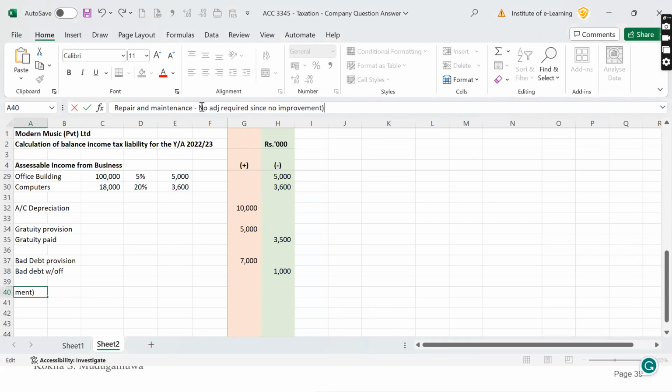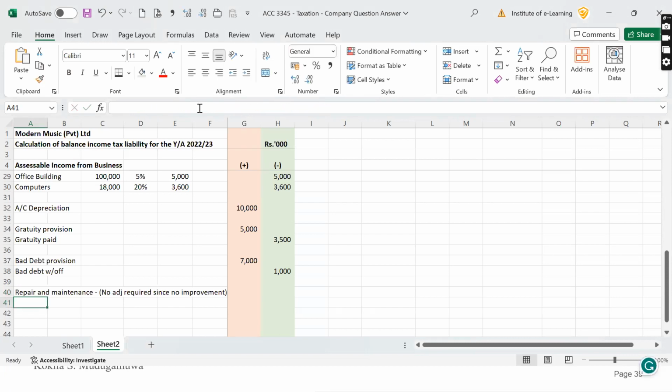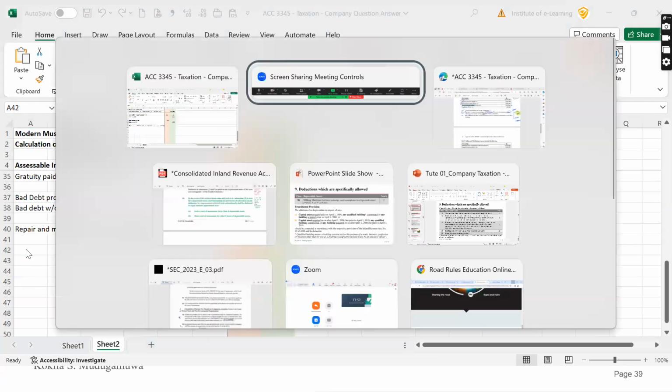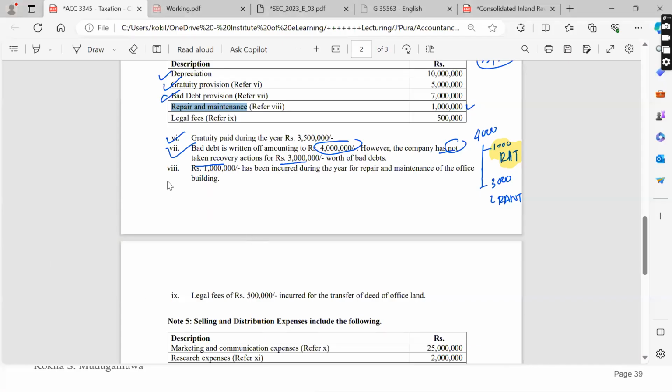No adjustment required since there is no improvement, right? So here we will not get any adjustment in the plus minus, right? And then the next.